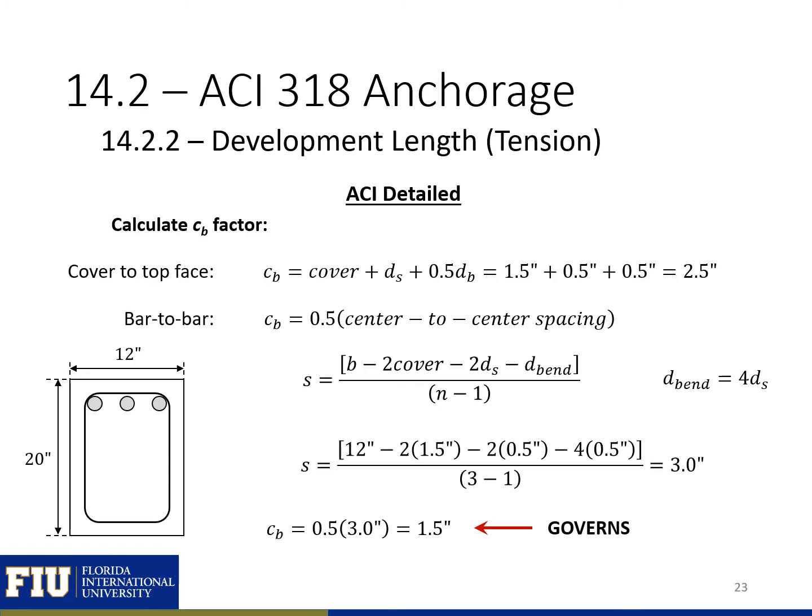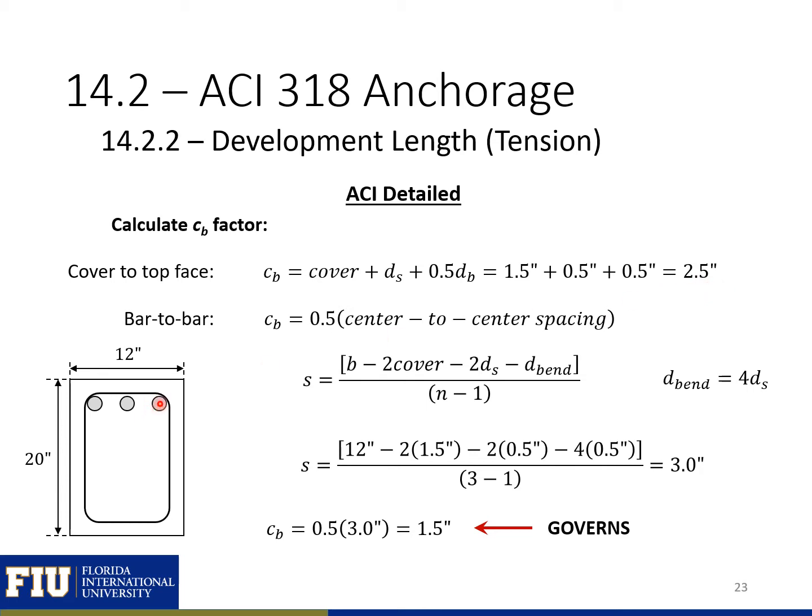Now we need to calculate our cb factor, which we need to calculate for our cover to top face and the bar-to-bar splitting plane. So our cb to the top face is going to be equal to the cover, 1.5 inches, plus the diameter of our stirrup, 0.5 inches, plus 0.5 times the diameter of our longitudinal steel, so 0.5 times 1 inch. This will give us a total value here of 2.5 inches.